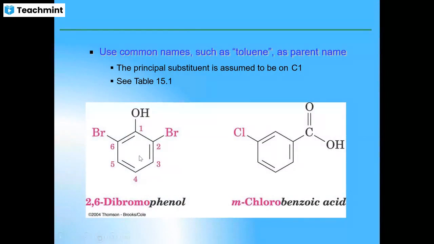Again, here you can see that if you are using common names for this one, an OH group present on benzene would become a phenol. Two substituents are present, bromine at the second and sixth positions. So 2,6-dibromophenol. Again, here you can see that at the alternate position chlorine is present. So meta-chlorobenzoic acid is the name of this compound.